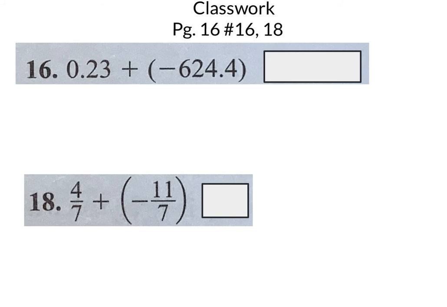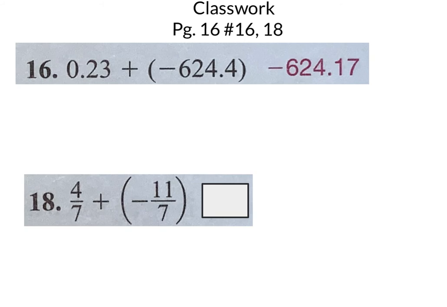All right, let's go over these. Number 16. Were these the same sign or were they different signs? Different. So I need to add or subtract here. Subtract. When you subtracted, you should have gotten 624.17. All right? Which one was larger? Your negative, right? So that's why my answer was negative here.